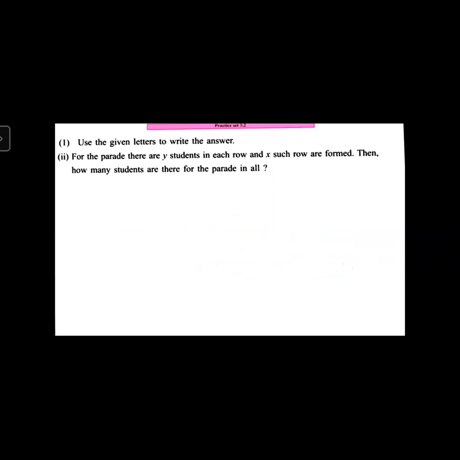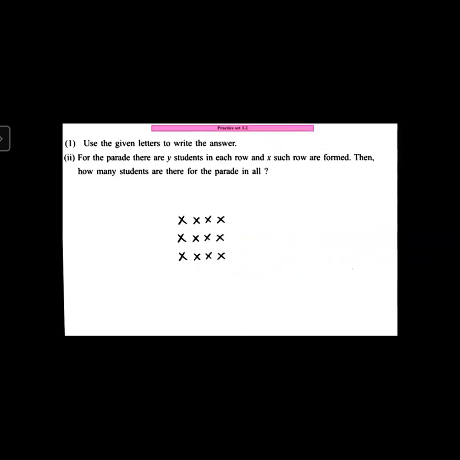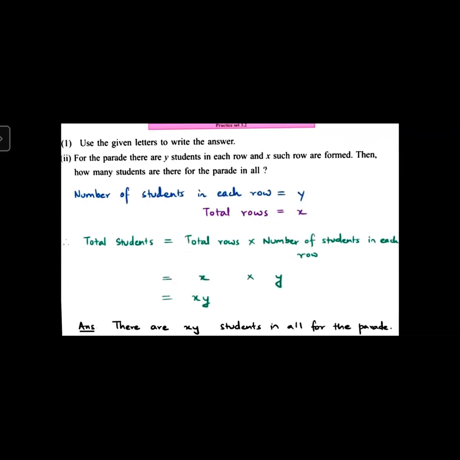For the parade, there are Y students in each row and X such rows are formed. Then how many students are there for the parade in all? So as you all can see, number of rows are multiplied by number of columns. Then only you will get the number of students. So when 4 rows and 3 columns are there, you can multiply 4 multiplied by 3 is equal to 12.